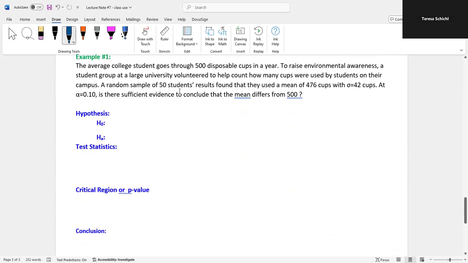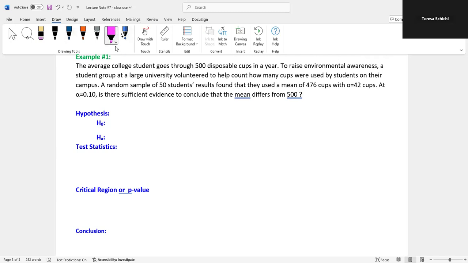Let's say the average college student goes through 500 disposable cups in a year. To raise environmental awareness, a student group at a large university volunteered to help count how many cups were used by students on their campus. A random sample of 50 students resulted in a mean of 476 cups with a sigma of 42 cups, at alpha equal to 0.1. Is this sufficient evidence to conclude the mean differs from 500?